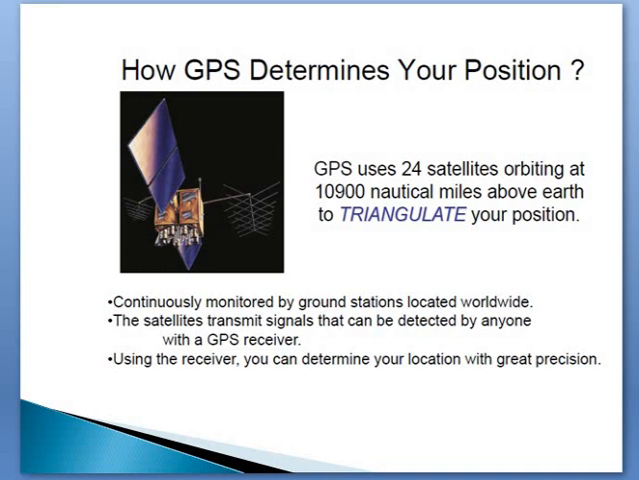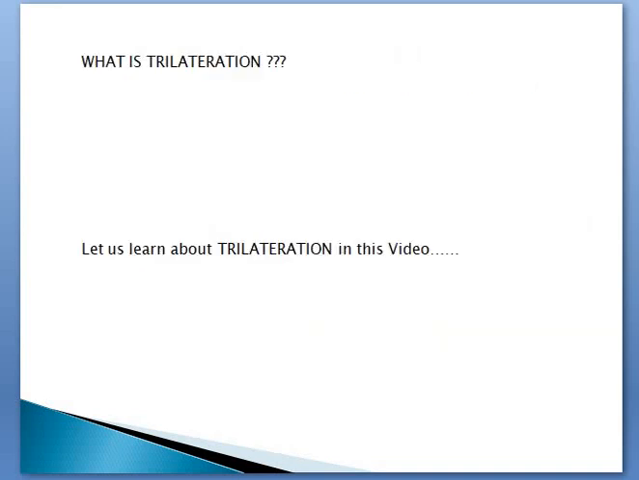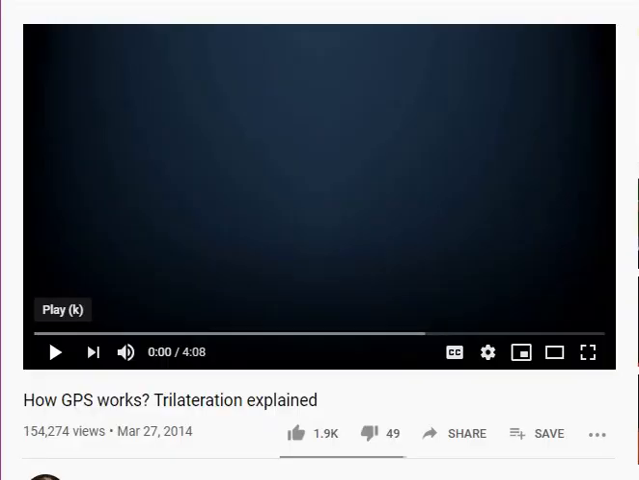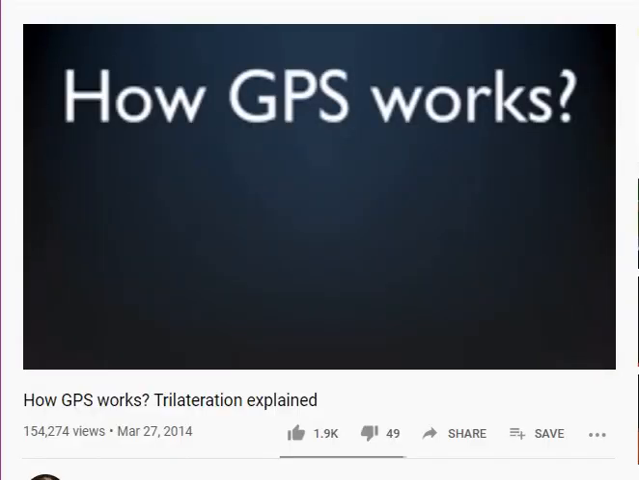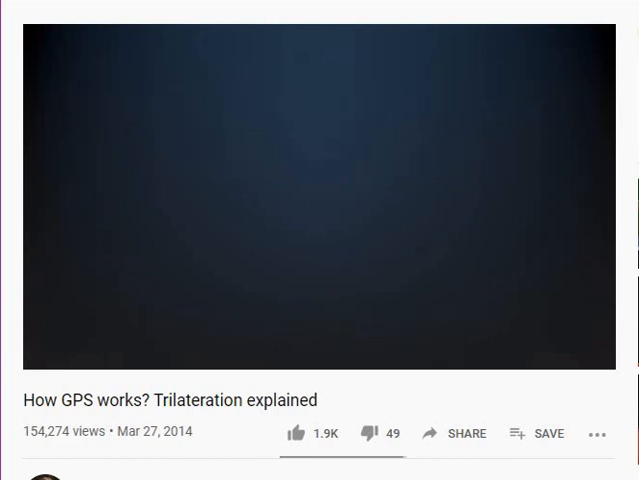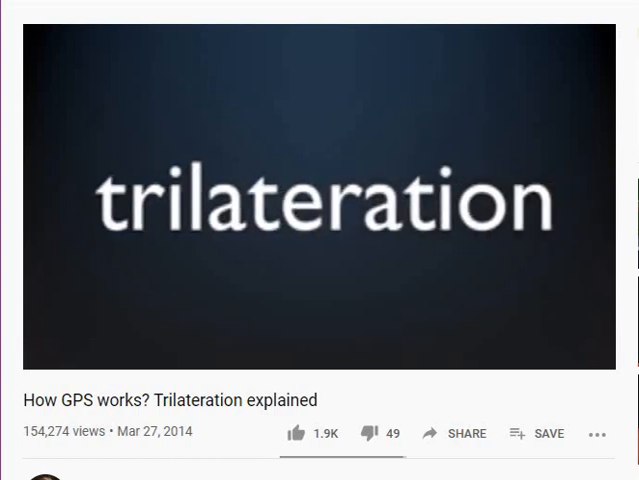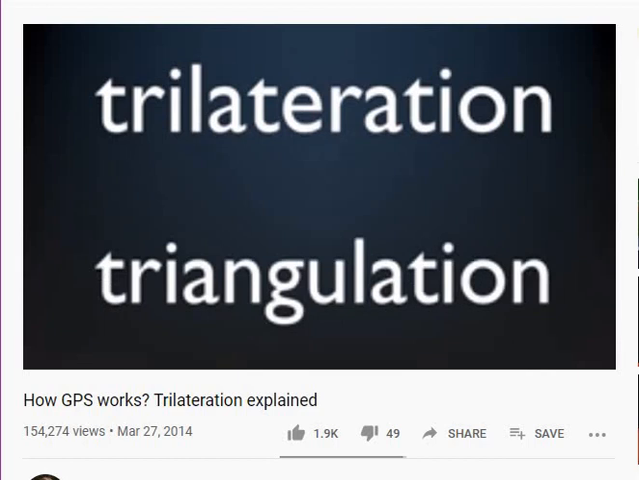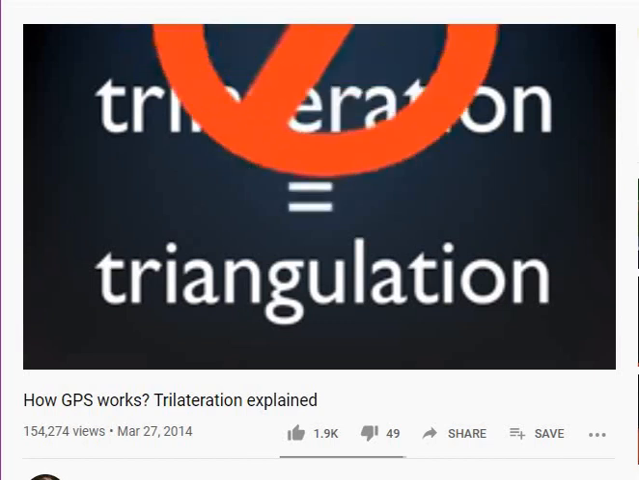So here in this video, we will learn about trilateration. How GPS works: trilateration explained. Have you ever wondered how the Global Positioning System works? I guess you did if you're watching this video. GPS uses a method called trilateration. It seems to be widely confused with triangulation, but triangulation requires measuring angles, while trilateration is based upon measuring distances.